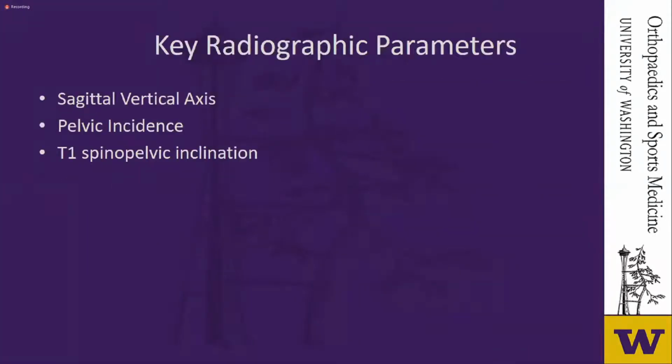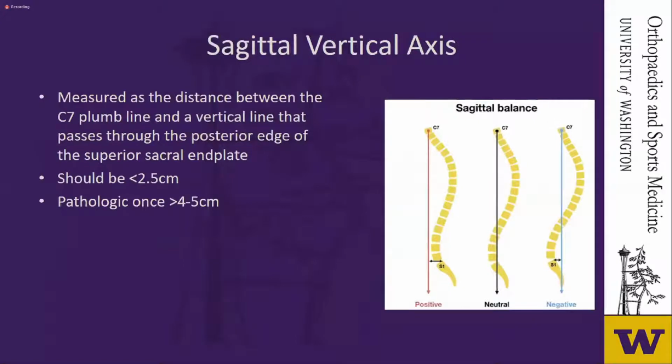So once again, some of the key parameters. This first one, sagittal vertical axis. This is defined as the distance between the C7 plumb line and a vertical line that passes through the posterior edge of the superior sacral end plate. This ideally should be less than 2.5 centimeters, though we consider this to be pathologic once it's greater than anywhere from 4 to 5 centimeters.